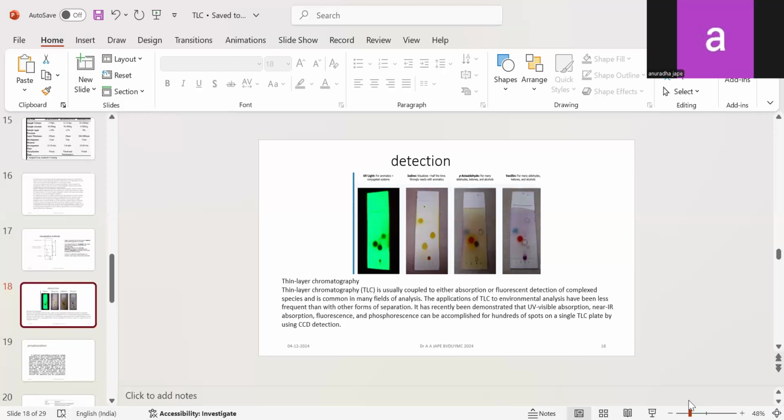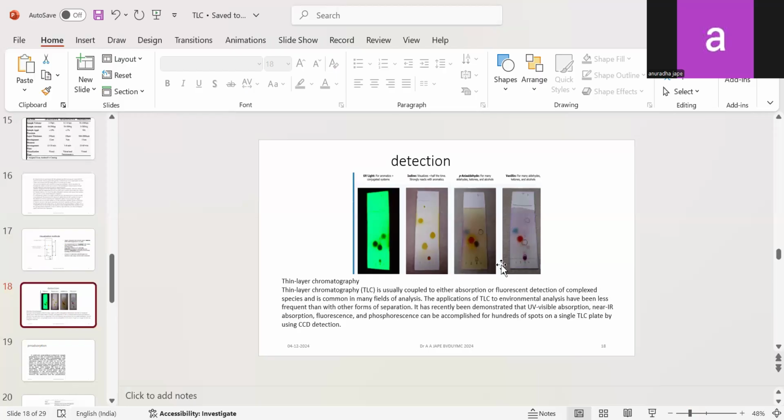And as you see in the second plate, the brown spots which have developed are due to complexation of iodine with the analytes like, say, amino acids or carbohydrates, etc. Then you can have specific reagents, like ninhydrin for amino acids, that can be used selectively, or you can have vanillin that can be used for some of the analytes like alcohols to give color complexes.